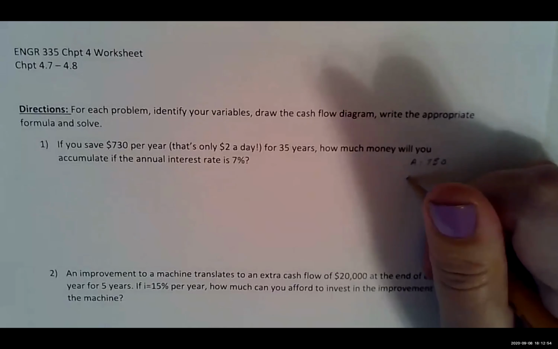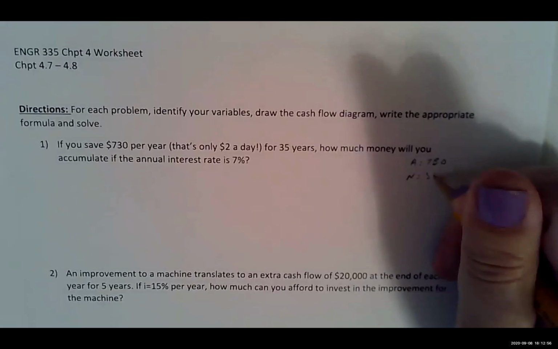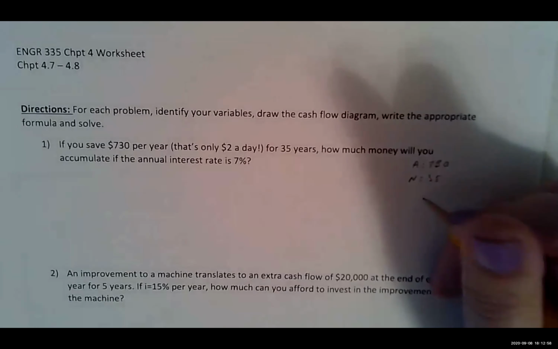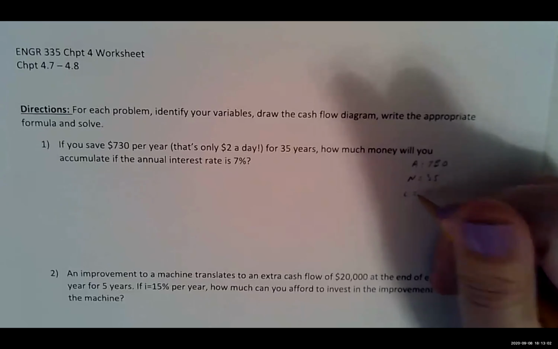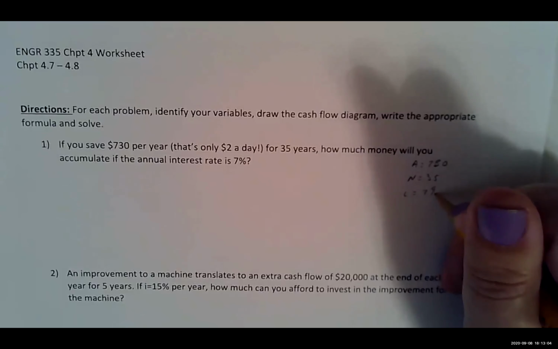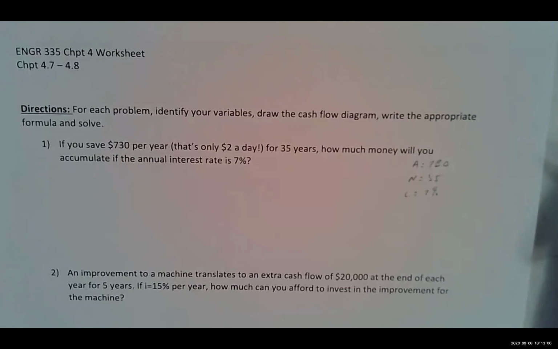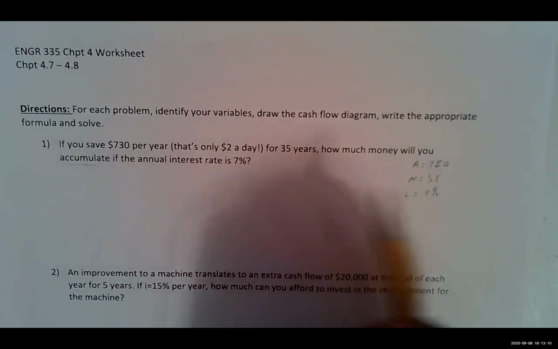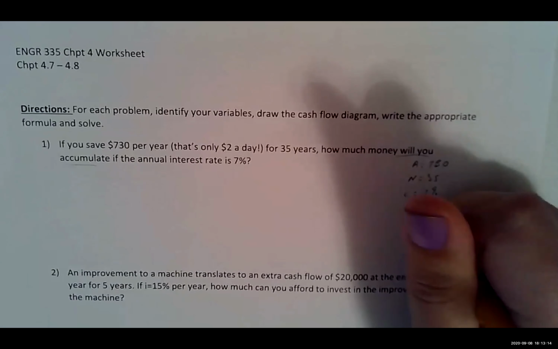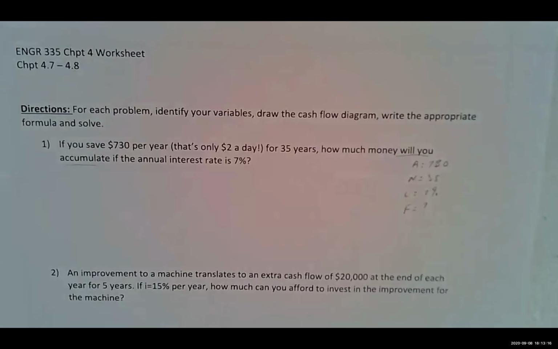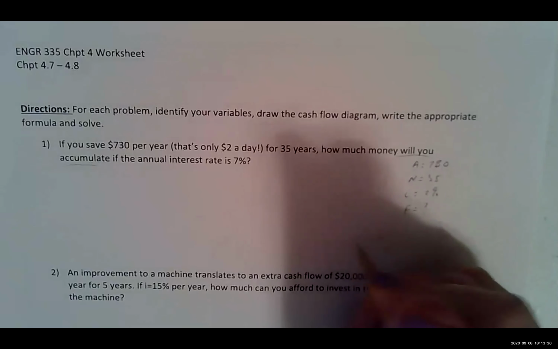I'm given an N of 35. I'm given an I of 7%. And what I'm looking at is how much money will I accumulate? So how much money will you accumulate? Future tense, so I'm looking for F. That is what matters here. So, cash flow diagram.